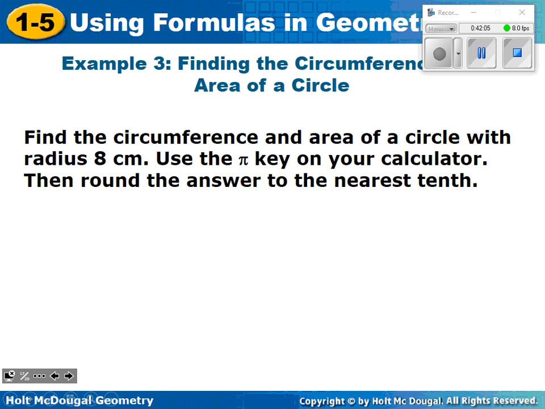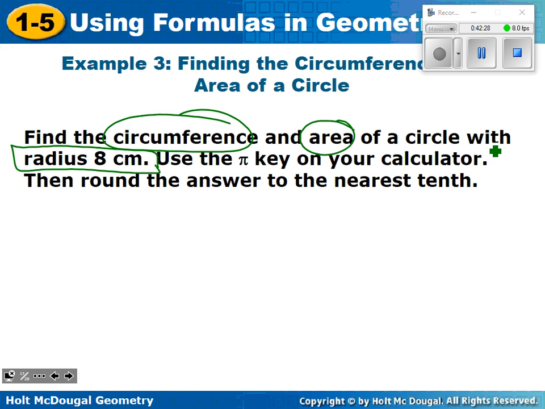It says find the circumference and area. Again, I warn you, read the directions. With a radius of 8, I would also warn you to be super careful because on the homework they may give you the diameter and you're going to have to divide it by 2 to get your radius. Then it says use the Pi key on your calculator and round your answer to the nearest tenth.